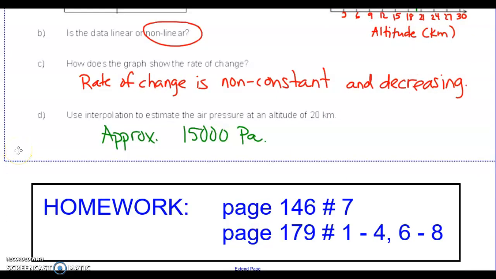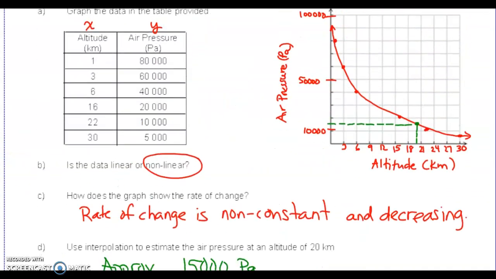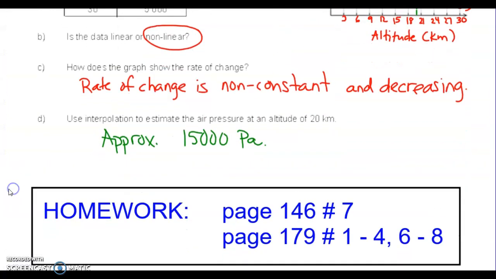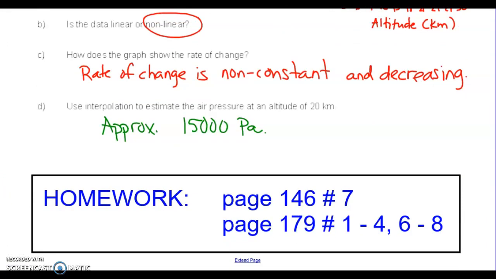Part D, use interpolation to estimate the air pressure at an altitude of 20 kilometers. So go back to my graph. X is 20, so I'm going to approximate, read off my graph. Y will be approximately, well, it's higher than 10,000, less than 20,000. Looks like it's about 15,000 according to my graph. Okay, remember that's just an approximation, doesn't have to be exact.